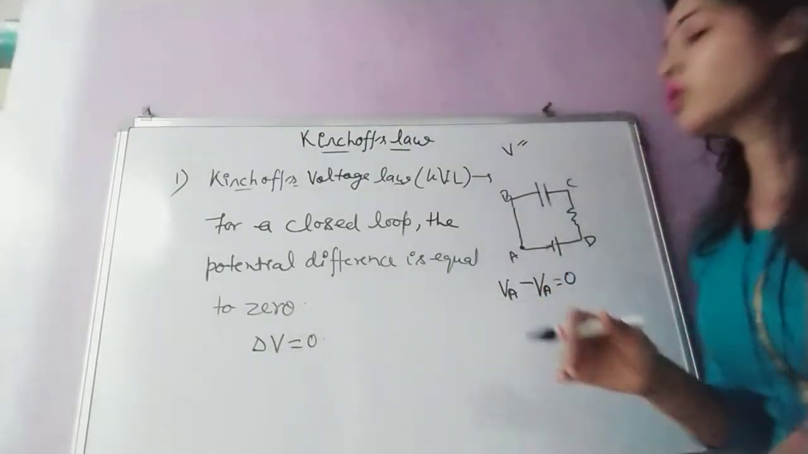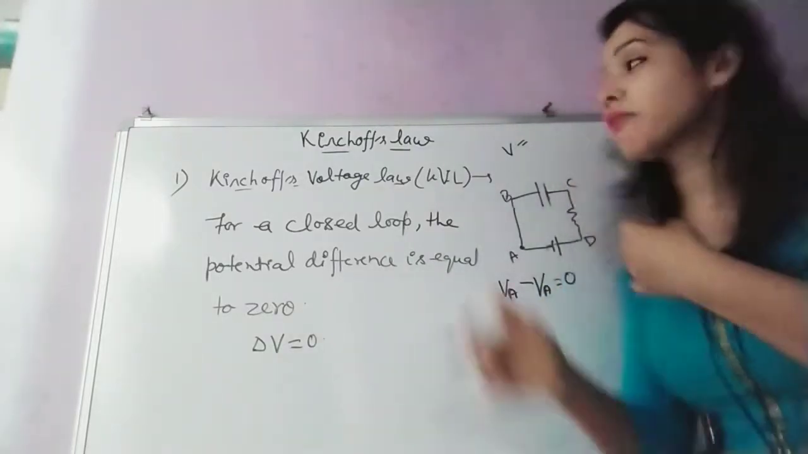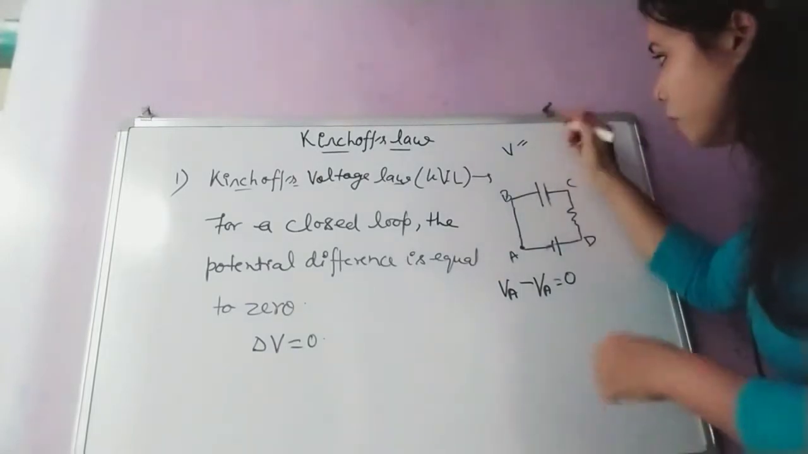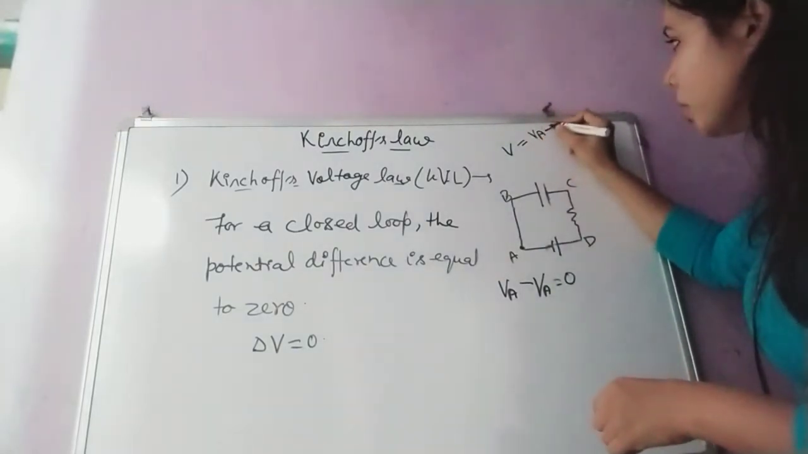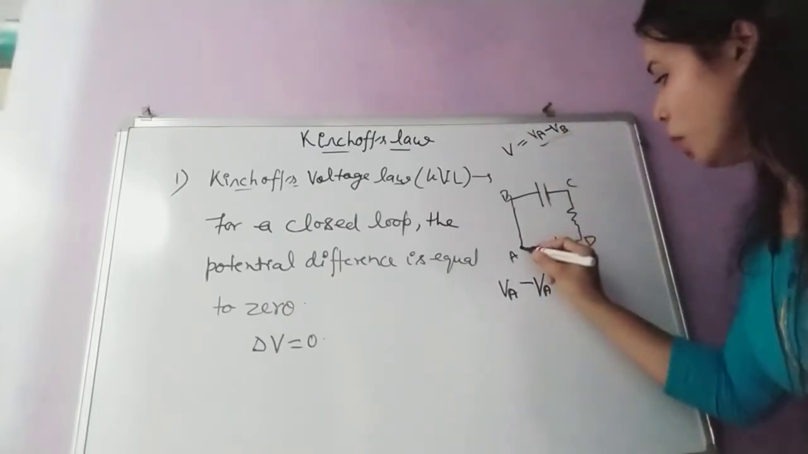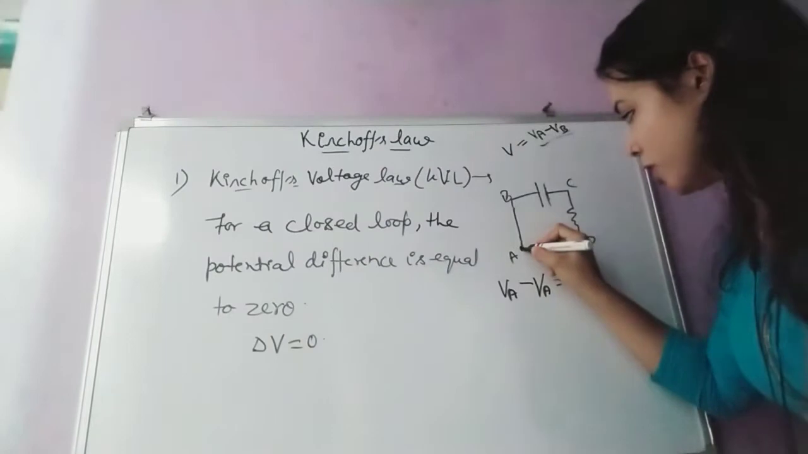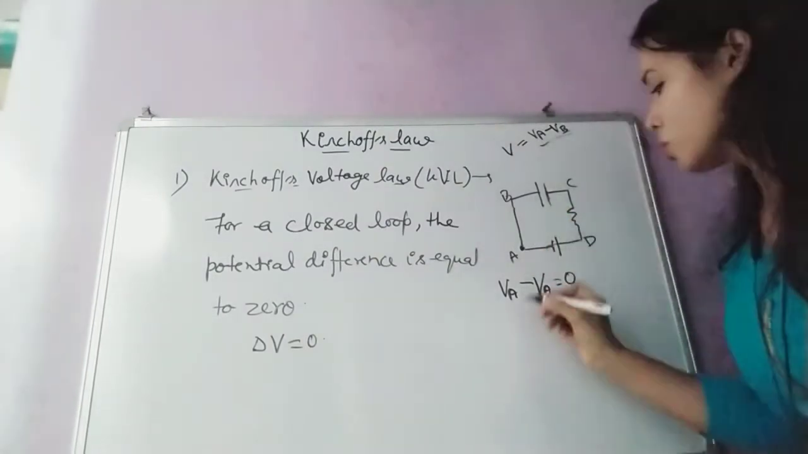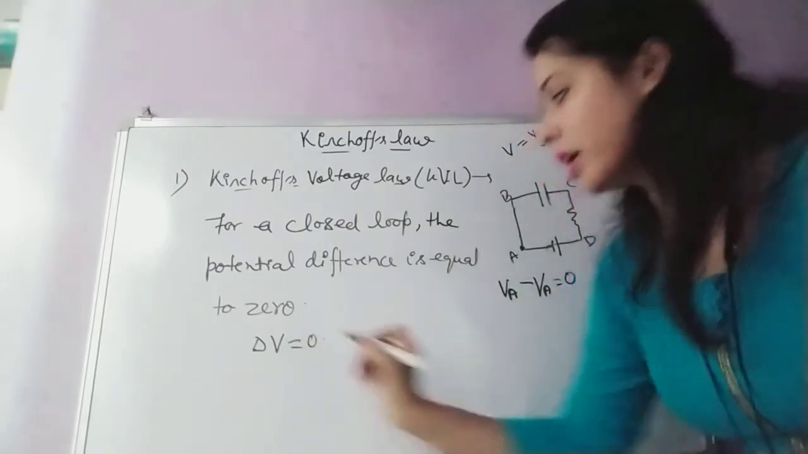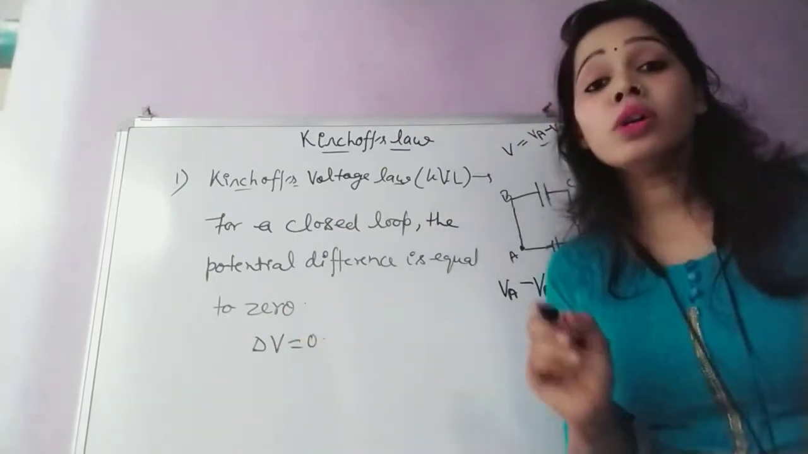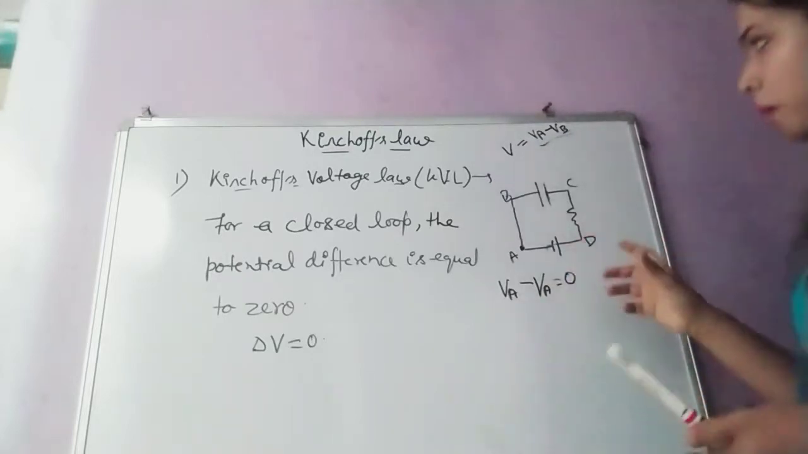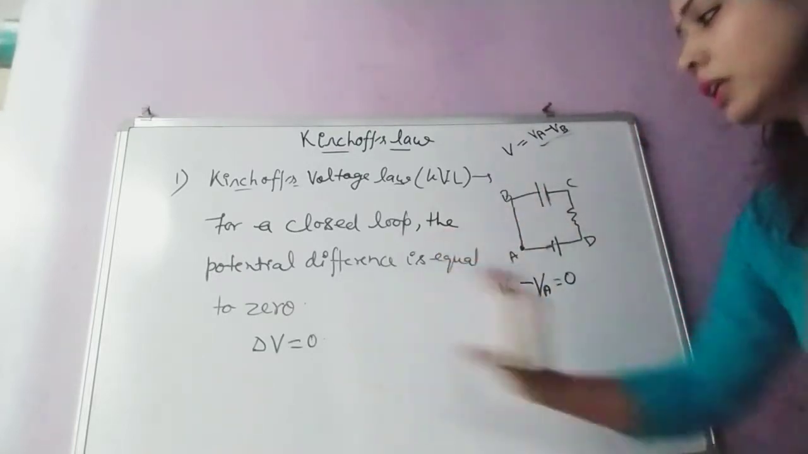The first definition of the second chapter is potential difference. Potential difference is the difference between the two terminals, like VA and VB. You have chosen the first point and the last point is A only. So VA minus VA equals 0. So potential difference equals 0. That's why I have written delta V equals 0. Understood? Up to here it is clear.